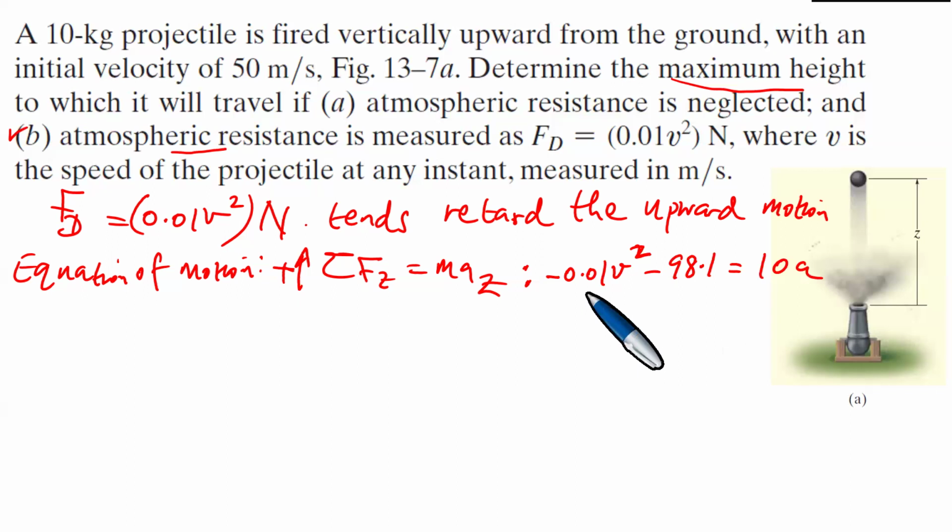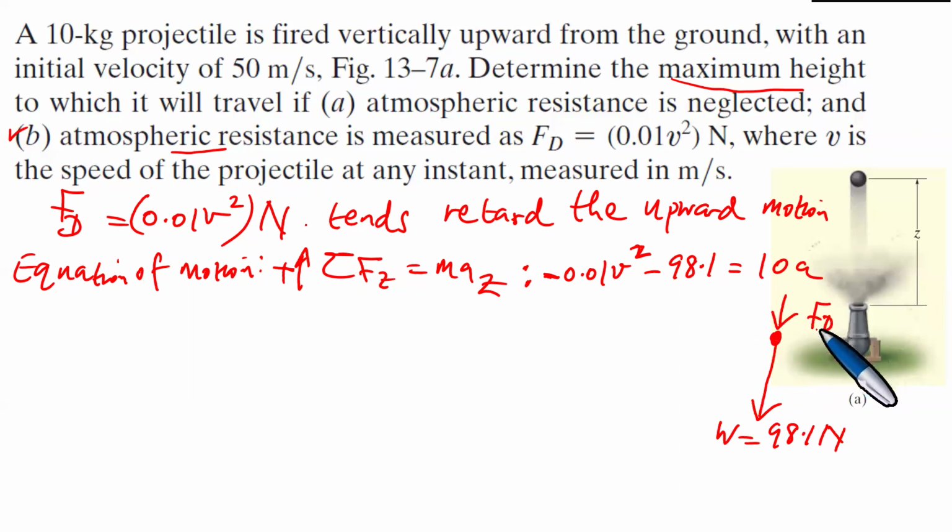So then we get exactly this. So let's analyze what this means. So there are a couple of things that are involved here. So this is true because it's the sum of the forces in the Z direction. So now when this object, the projectile itself, is in flight, you're going to have the weight, which is exactly 98.1 newtons. And then you're going to have the drag, the force that pulls it down, which is Fd.